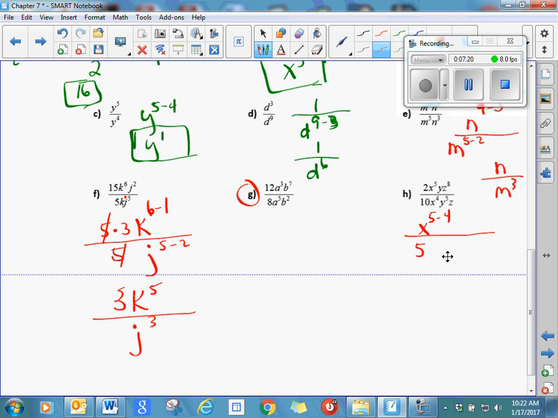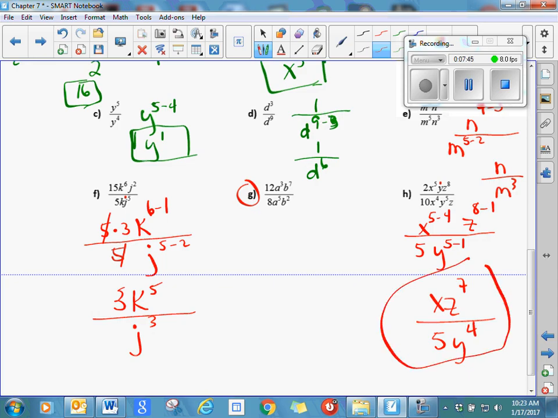Let's take a look at the y's. The y's go down here, 5 minus 1. Don't forget the exponent is ghostly 1 on y. And then z is in the numerator, 8 minus 1. So that gives us x to the first power, z to the 7th power, all divided by 5y to the exponent of 4. And that's how these are done.